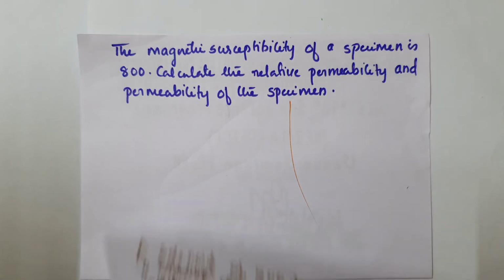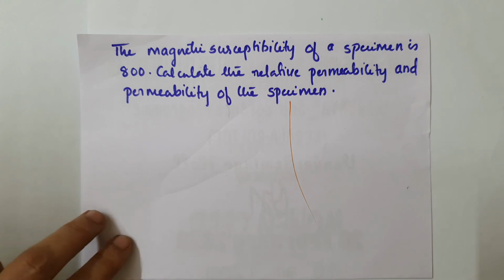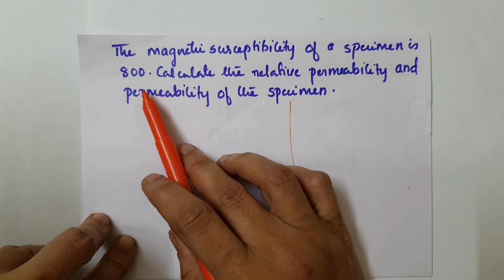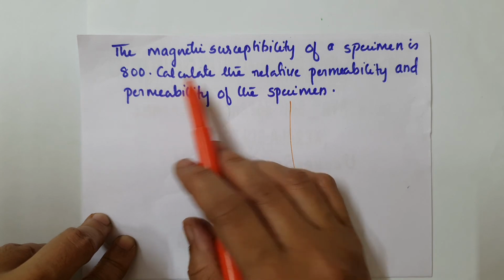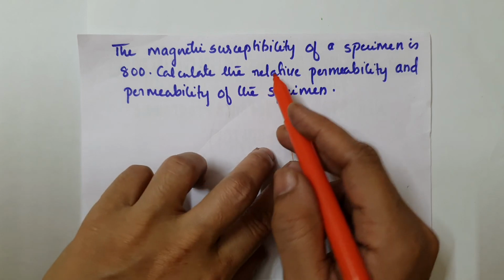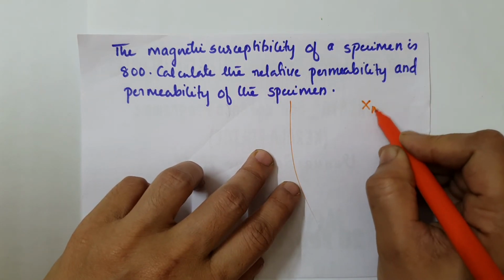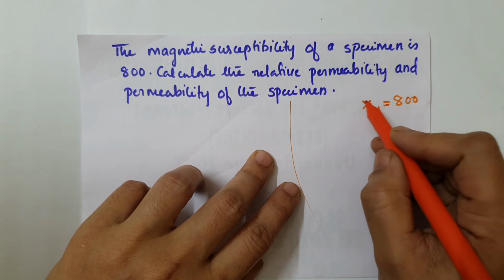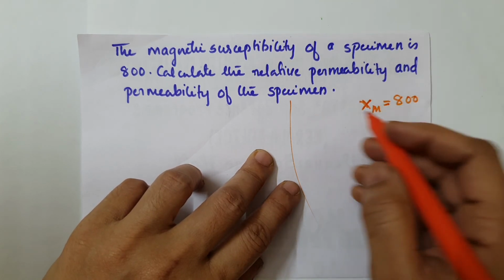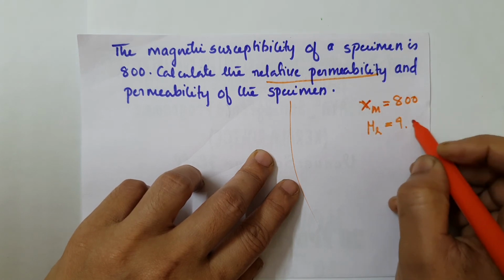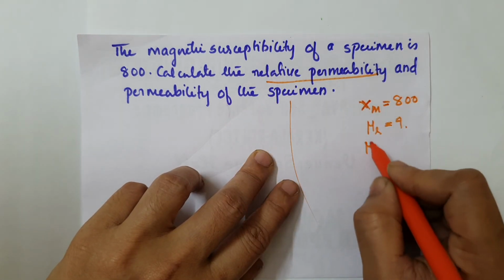Then the third question is, the magnetic susceptibility of a specimen is 800. Calculate the relative permeability and permeability of the specimen. And here it is given that chi m is equal to 800, the magnetic susceptibility. Then find out the relative permeability mu r and the permeability of the specimen mu.